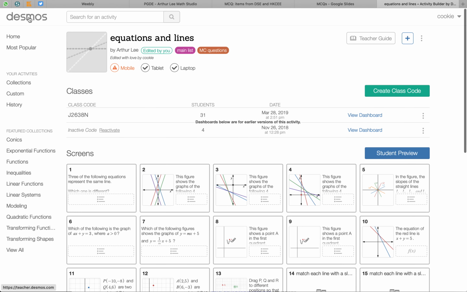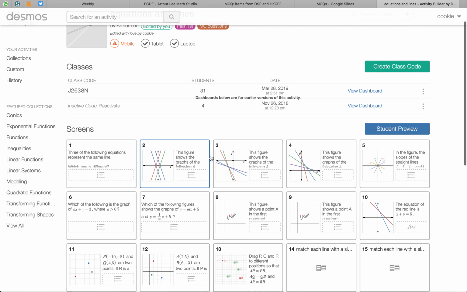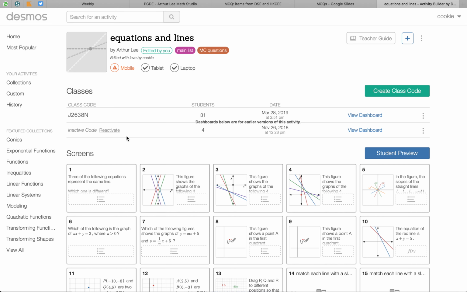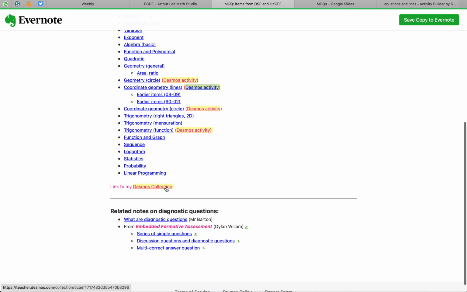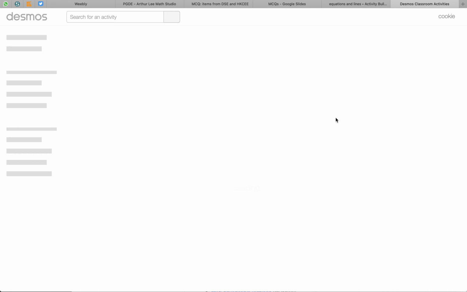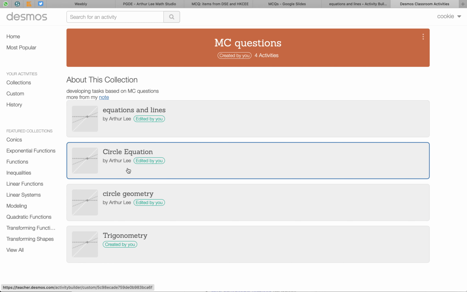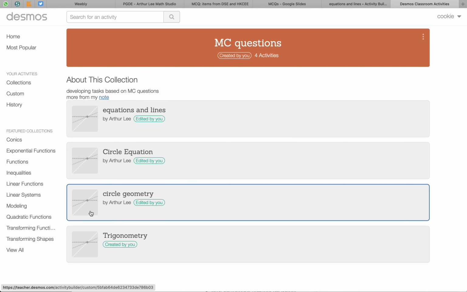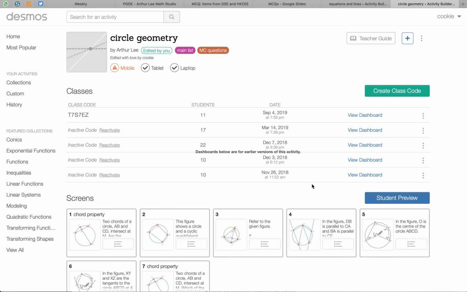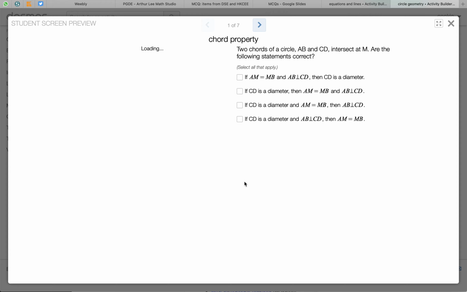So you can find out more from the Desmos platform to understand how to create this task. In general, it is not too difficult, right? Particularly if you are building ordinary multiple choice questions, then it should be quite easy. And you can look at my other examples. In my website, you can see this collection, the Desmos collection. Here, you can find out a few more groups of examples that I have prepared. For example, this is about circle equation, circle geometry. So you can look at this one. This is about circle geometry.